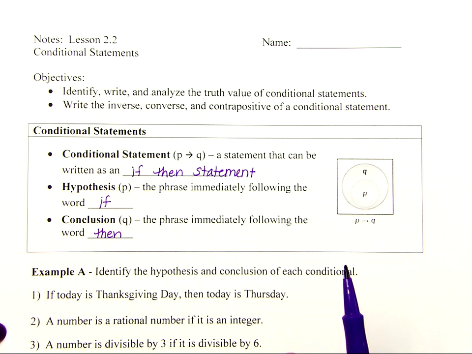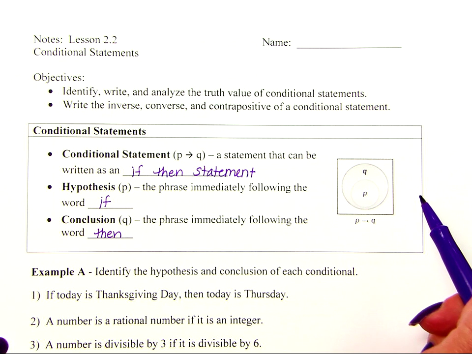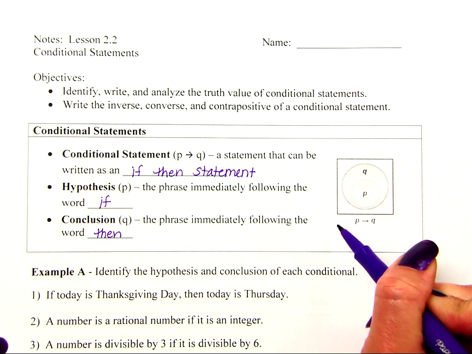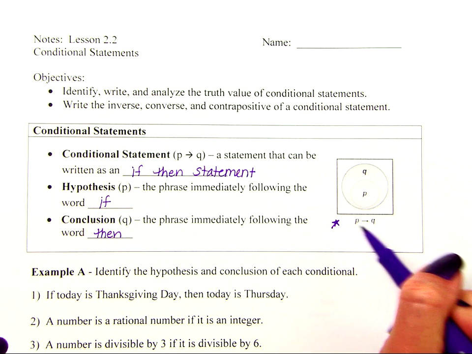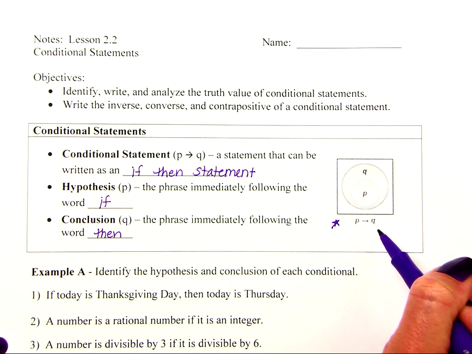And symbolically, they represent these with the letters P and Q, where the hypothesis is the letter P and the conclusion is the letter Q. You can see over here, if I had this in a Venn diagram, that my hypothesis is inside my conclusion. I also write it symbolically with a little arrow. If P, then Q.